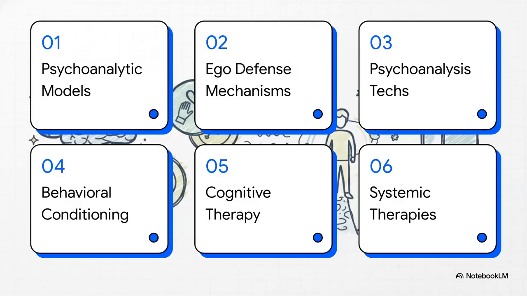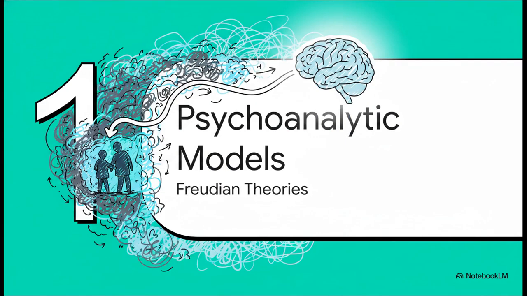We're going to navigate psychoanalytic models, mechanisms of ego defense, psychoanalysis techniques, behavioral conditioning, cognitive therapy, and finally, wrap up with systemic group family therapies. So, let's jump right in. All right, part one, we're starting with the heavy hitter, Freudian theories and the mind as conflict.